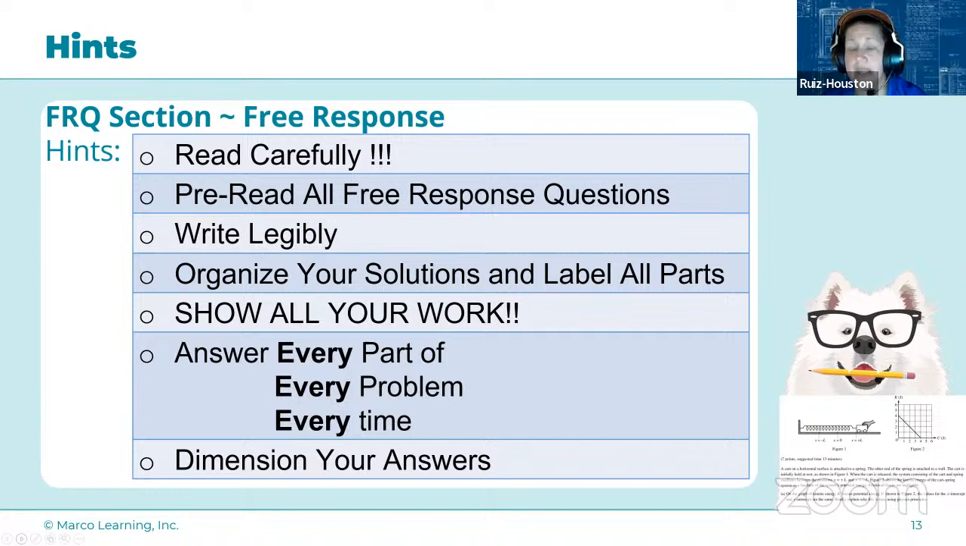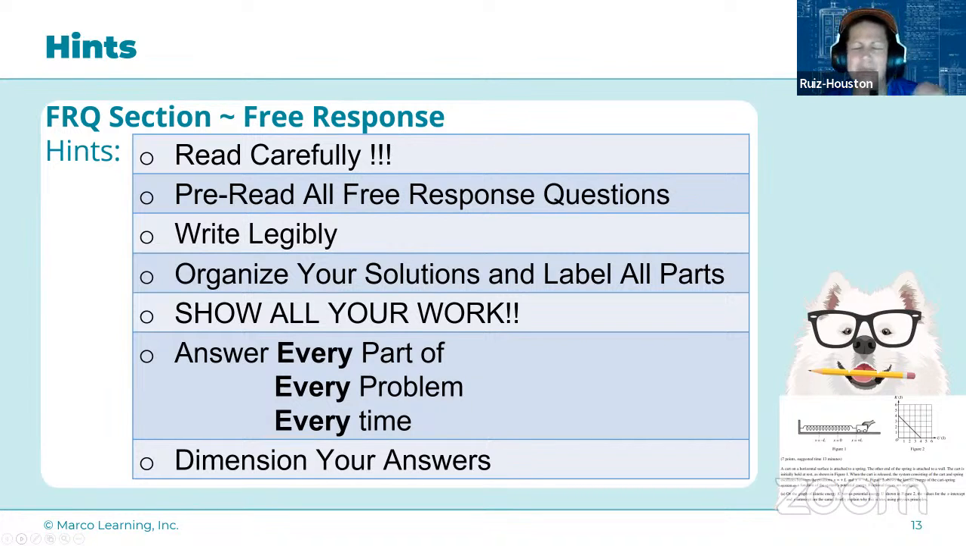Organize what you're doing. If by chance you run out of room, you can get extra paper if you need it. And from our perspective as a grader, we'll get that extra paper if we need to. So it's okay. Label what you're doing so we can follow you. And please, it's a generational thing. We were like this when we were your age. Please show all your work.